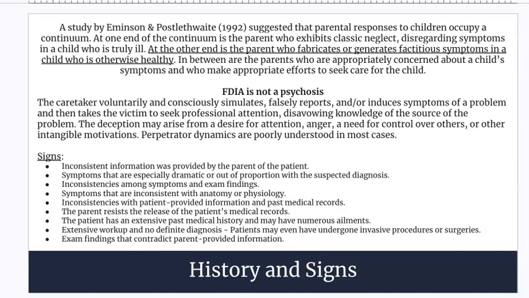So for some signs, if medical professionals were suspicious, this is what they would usually look for: inconsistent information provided by the parent of the patient, symptoms that are especially dramatic or out of proportion with the suspected diagnosis, inconsistencies among symptoms and exam findings, symptoms that are inconsistent with anatomy or physiology, and inconsistencies with patient-provided information and past medical records. The parent resists the release of the patient's medical records. Obviously, if the parent is withholding information, that is very questionable. The patient has an extensive past medical history and may have numerous ailments, with an extensive workup and no definite diagnosis.